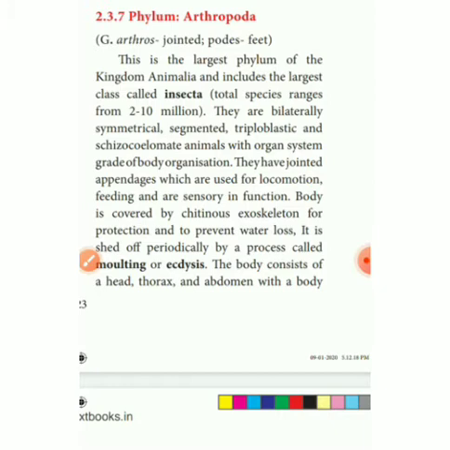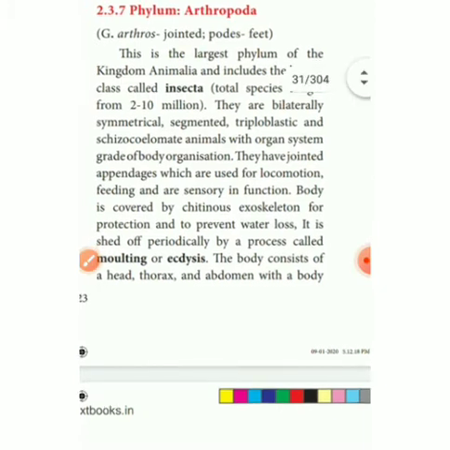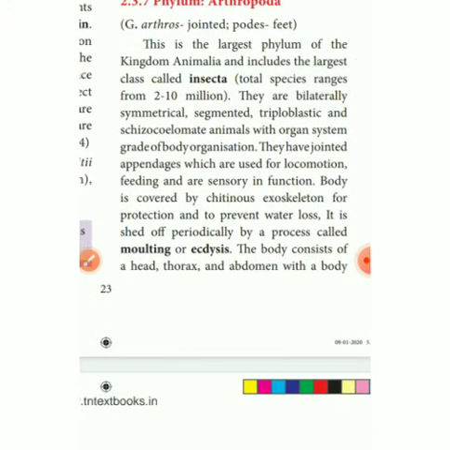It is shed periodically in a process called molting or ecdysis. What does molting mean? In some insects like butterflies and moths, the life cycle has a larva and a cocoon formation before the butterfly or moth stage. In this period, the cocoon stage between larva and butterfly is called the molting period. Molting means periodically removing the skin.